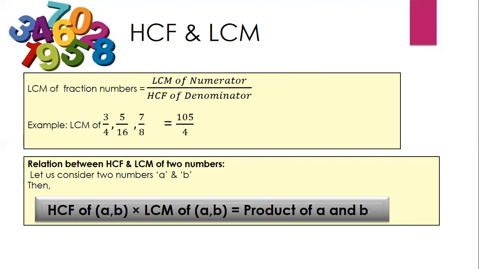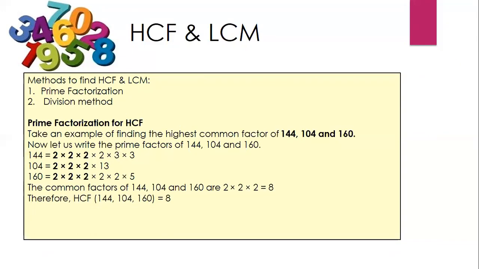The relationship between HCF and LCM of two numbers: let's take the two numbers to be A and B. HCF of A and B times LCM of A and B will give me the product of the two numbers, which is A times B. This rule can be applied only when there are two numbers. HCF times LCM will always give me the product of the two numbers. Methods to find HCF and LCM: you have the prime factorization method and the division method.